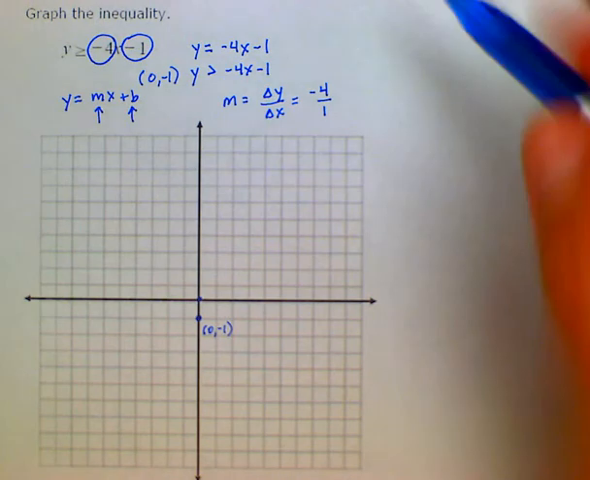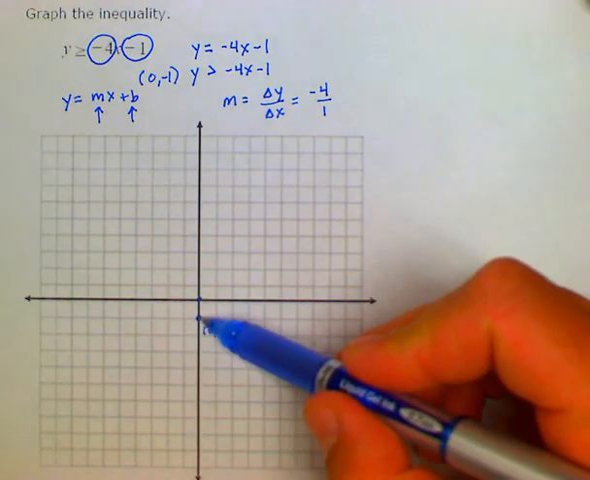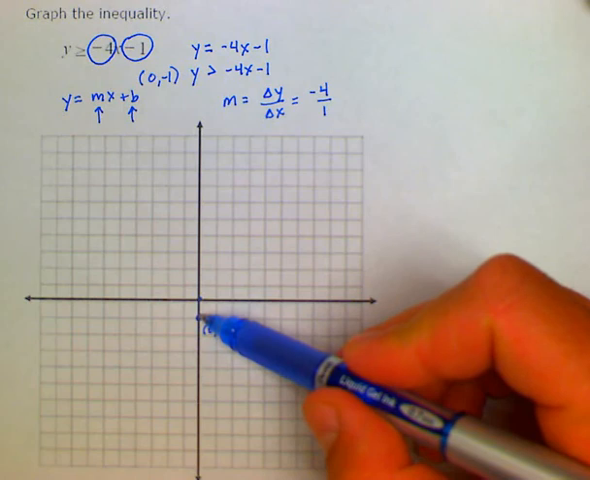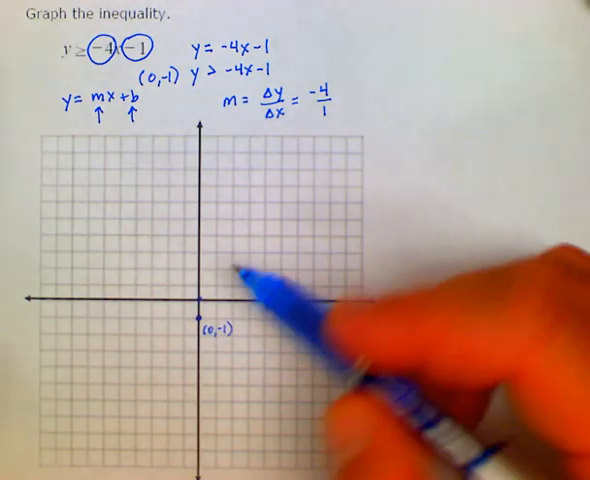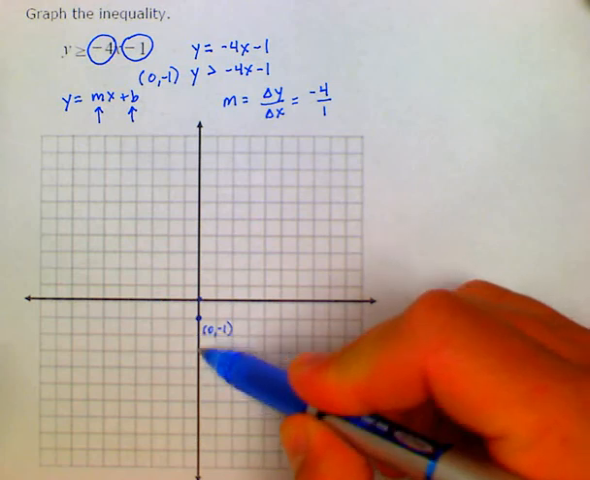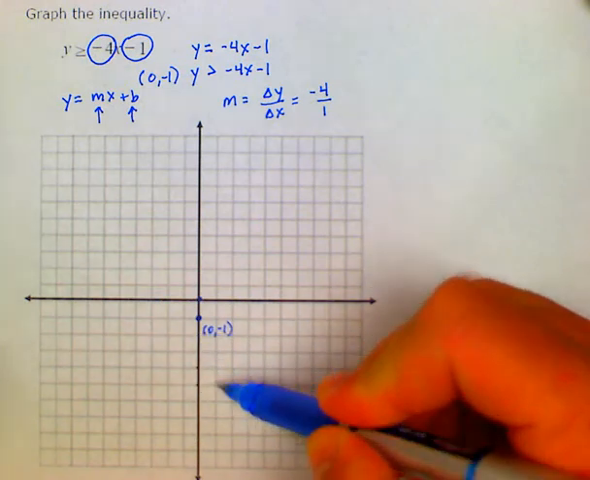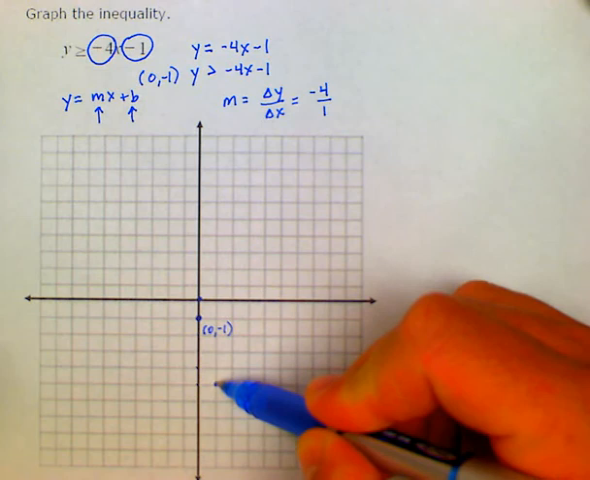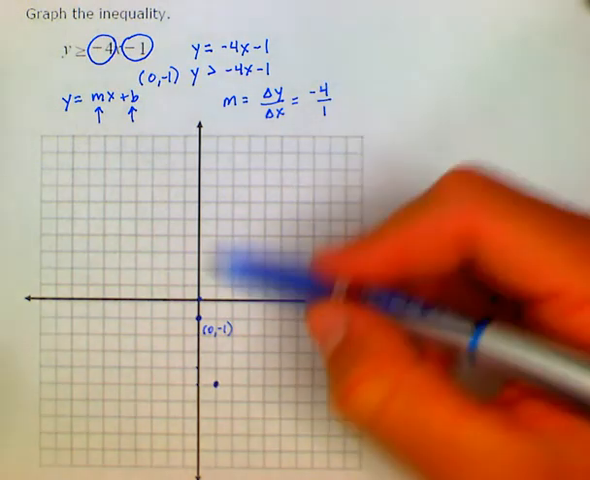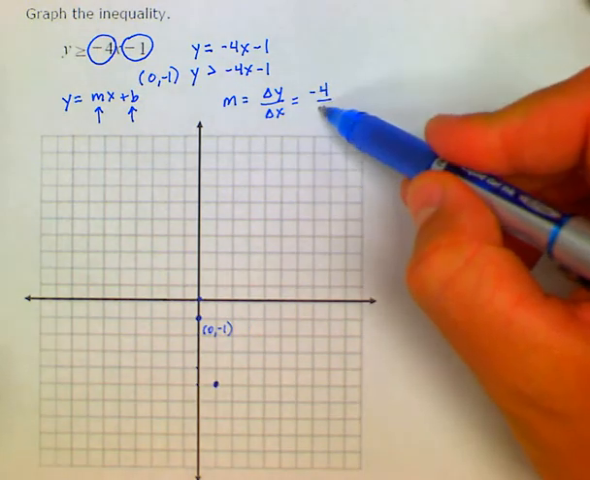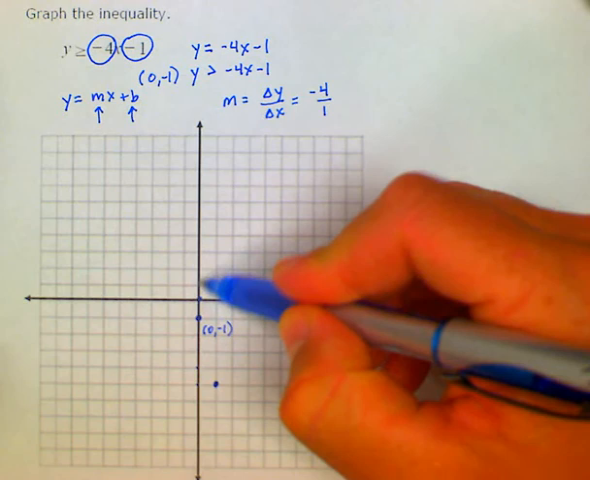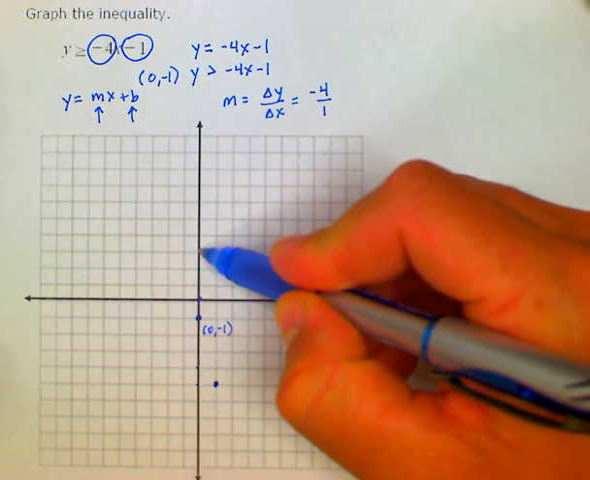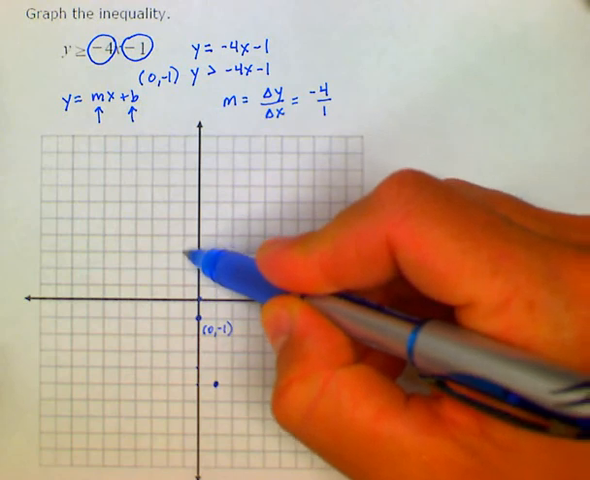So from this starting point, our y-intercept, we could go down 4 and positive 1 to the right. So it would be down 1, 2, 3, 4, and a positive 1 to the right. And recall also that we could apply this negative value to the change in x. If so, we would go up positive 4, 1, 2, 3, 4, and over negative 1 to the left.